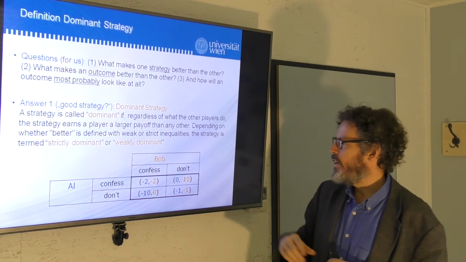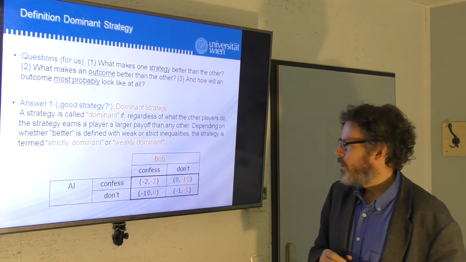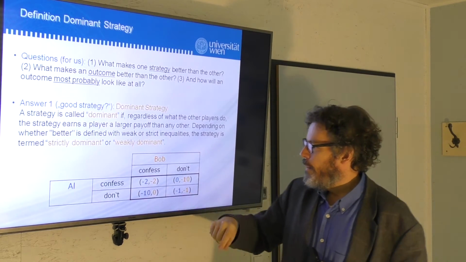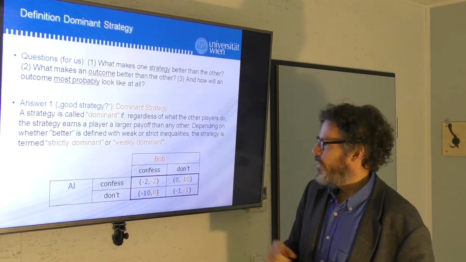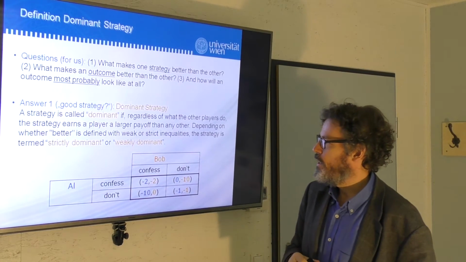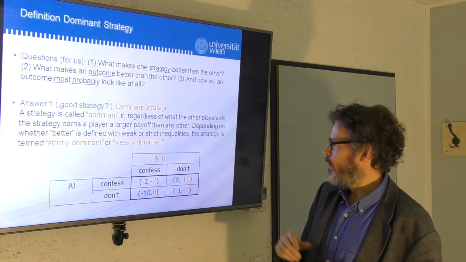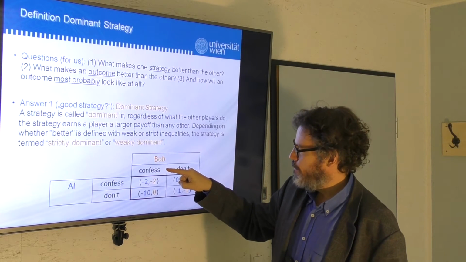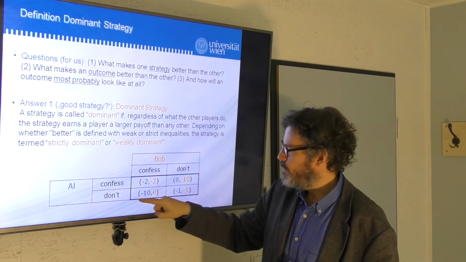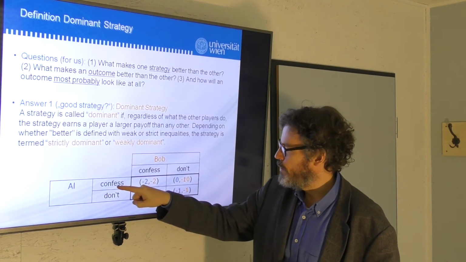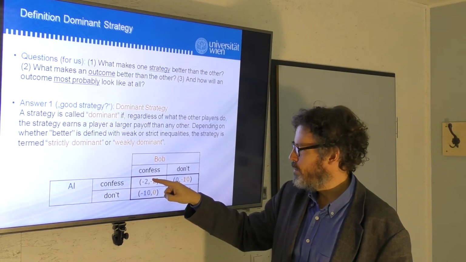So what does this mean in the case of the prisoner's dilemma? Let's consider L, for instance. L has 2 options, 2 strategies: to confess or not to confess. And the question is, is one of these 2 strategies better than the other, independently of what Bob is doing? Let's have a look at that. If Bob is confessing, what should L do? Well, if Bob is confessing and L doesn't confess, L gets 10 years of prison, and if he confesses as well, he gets 2 years of prison. So for sure in this case, he should confess as well.